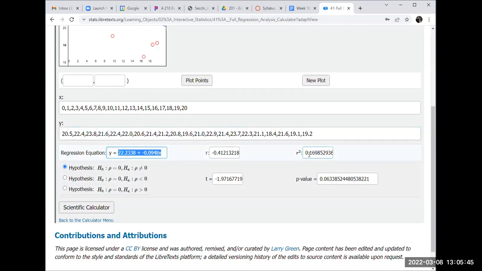Okay, we can interpret r squared. You can always do that, but notice that it's saying that you only get, on average, a 17% drop in the variation by knowing the year. Most of the rest of the variation is due to other causes.